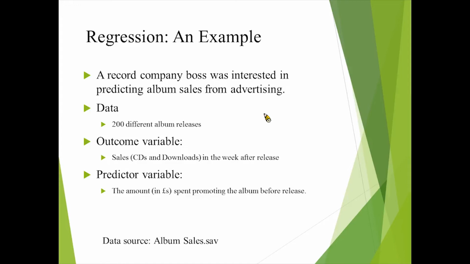Okay, now we do the practice. It's one example. A record company boss was interested in predicting album sales from advertising data. This is 200 different album releases. The outcome variable is the sales, CD and download, in the week after release. And the predictor variable is the amount spent promoting the album before release. We can find the data in the album sales.sav file.